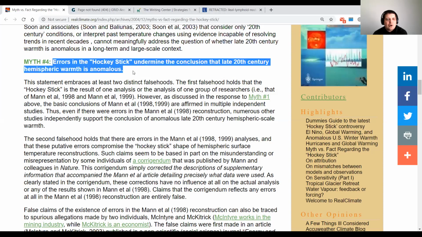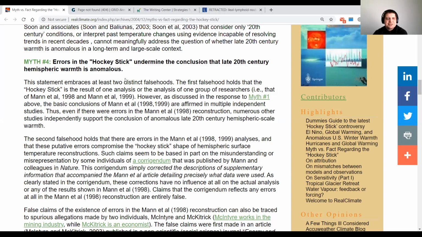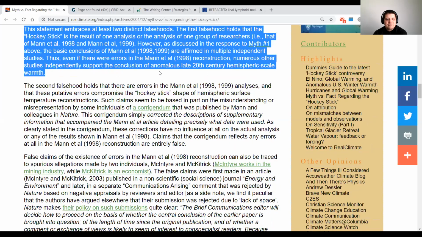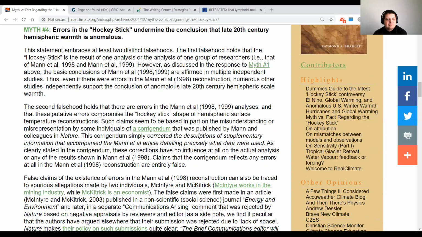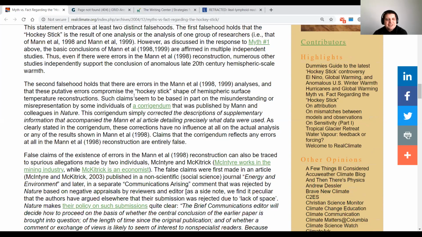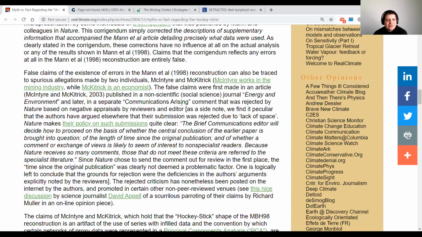So myth 4, he says, is that errors in the hockey stick undermine the conclusion that late 20th century hemispheric warmth is anomalous. He starts off with what we've seen before. This statement embraces at least 2 distinct falsehoods. You're wrong, and you're wrong, and you're wrong. Now, in this case, he says this is actually an error in fact, a misunderstanding. But as you go through this, look at how he describes his opposition.